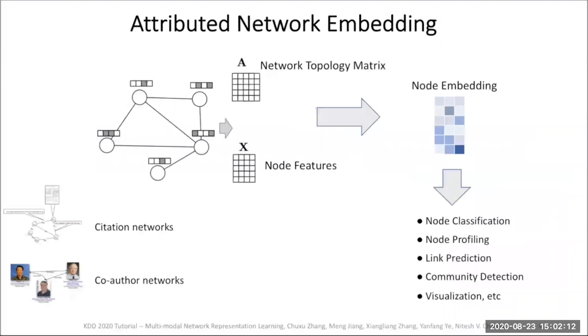Attributed network can be found in many applications. For example, citation networks, co-author networks. It's different from plain network because the nodes in attributed networks have node features. We can represent an attributed network by the network topology matrix and node feature matrix. So the embedding is to learn new representations for nodes in a lower dimensional space, which is lower than the original node feature space. And then the embeddings can be used for node classification, profiling, link prediction, community detection, and many others.